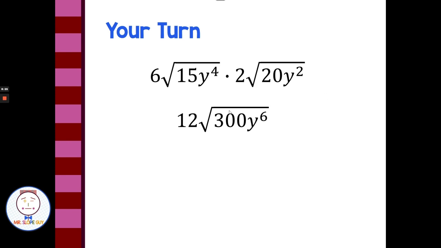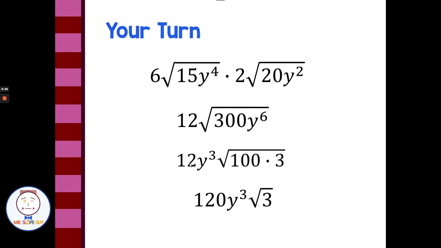Now looking to simplify further, we have some perfect square factors under the radical. Well, y to the 6th is a perfect square itself because y to the 3rd times y to the 3rd will give us y to the 6th. And 300 has a perfect square factor of 100. So we can change this to 100 times 3. And this y to the 6th, when I take the square root, I'm going to bring y to the 3rd out in front of the radical sign. Now, 100 is a perfect square. The square root of 100 is 10. And I'm pulling that 10 out in front of the radical sign, but I already have a 12 here. So when I pull that 10 out, I'm going to multiply it times the 12 to get 120. So I have 120 y to the 3rd times the square root of 3.